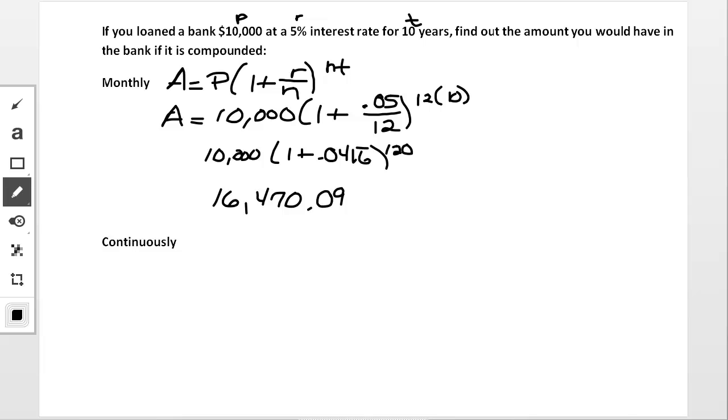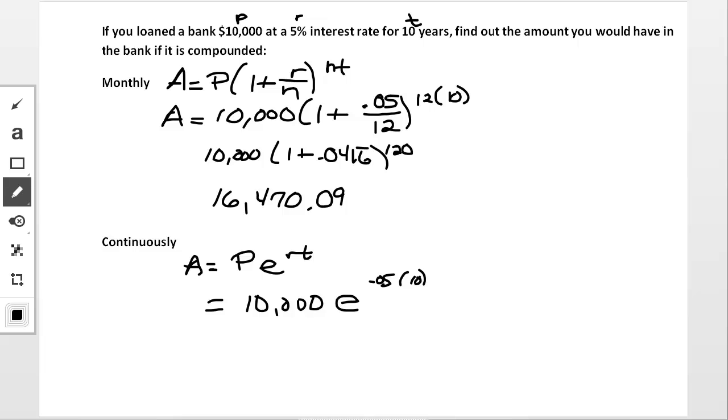Now let's talk about the continuously compounded interest. The formula for that was A equals P times e to the rt. So again, our principal was 10,000. e is that number, 2.71 approximately, and r is 0.05. t is 10 years.